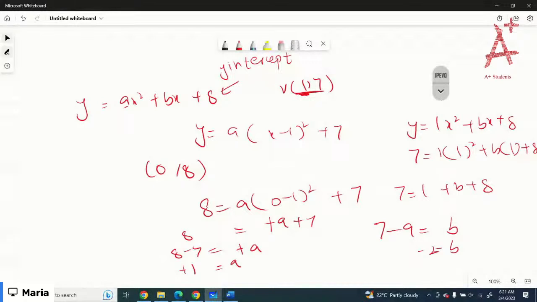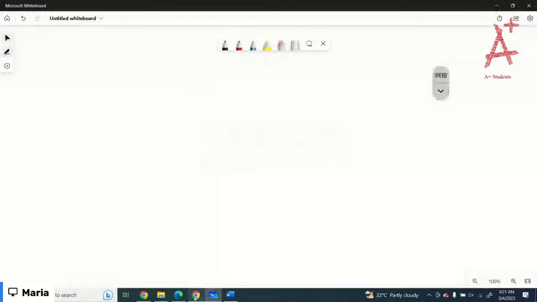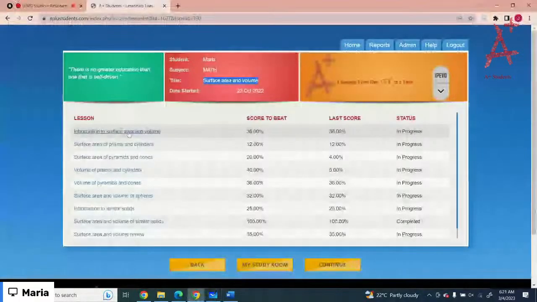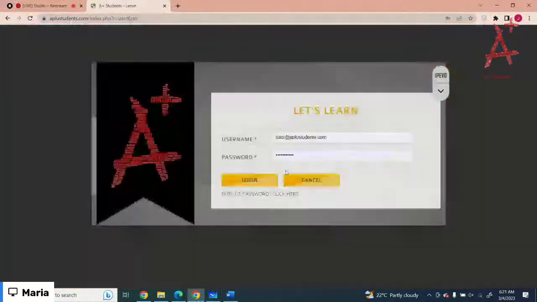Okay, you can complete the test by yourself later today. Let me move on to the next lesson. Now we're going to start with the chapter surface area and volume. We're going to start with the first lesson, that is introduction to surface area and volume.